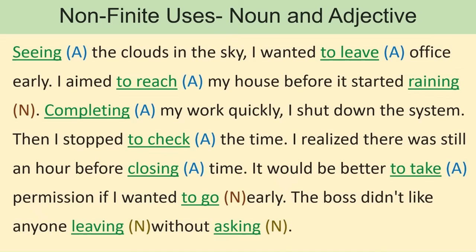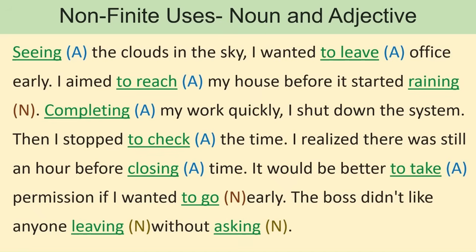Where the non-finite form, either ing or to plus verb, that is present participle or to infinitive, is followed immediately by a noun, we call it an adjective. Look at the word seeing. Seeing has the noun clouds behind it, so it's an adjective. Next, look at to leave. To leave is immediately followed by office, which is a noun, so it's an adjective. Then you have to reach my house. House is a noun, to reach becomes an adjective.